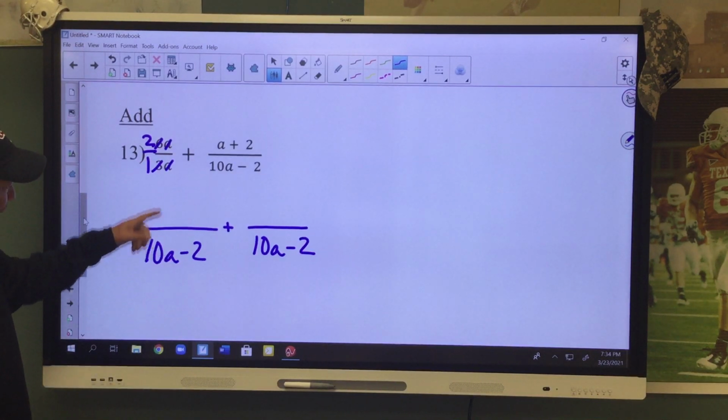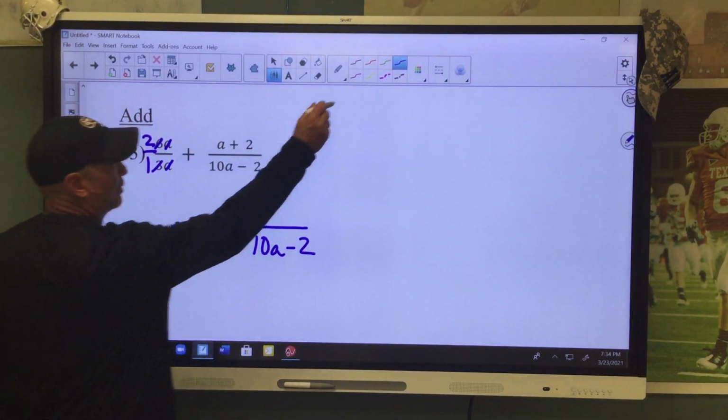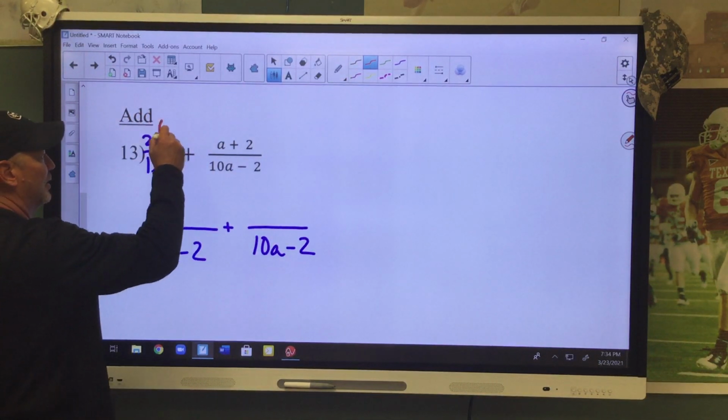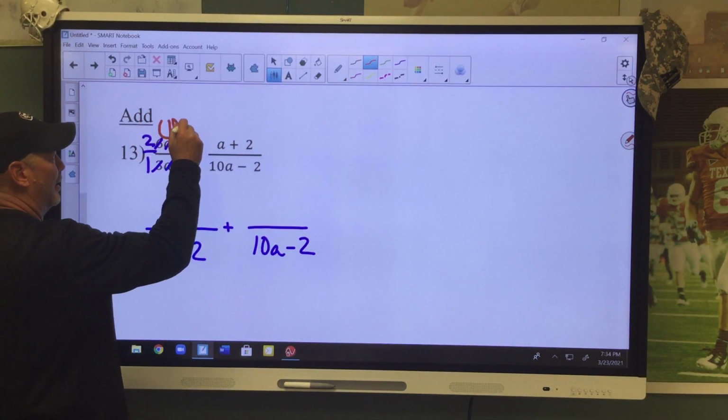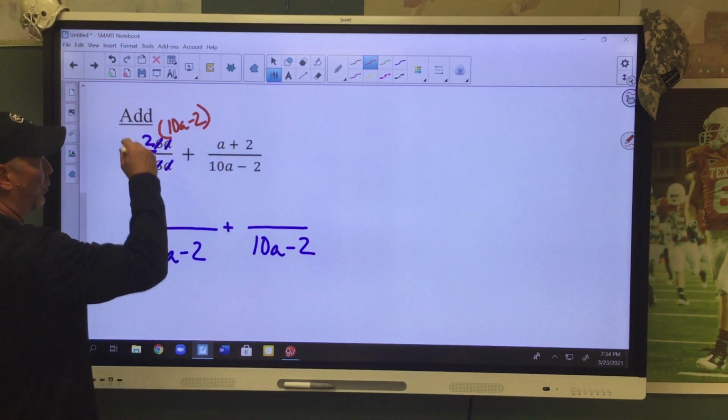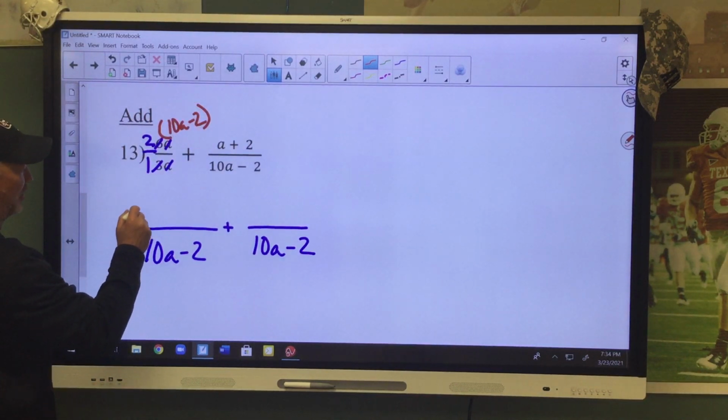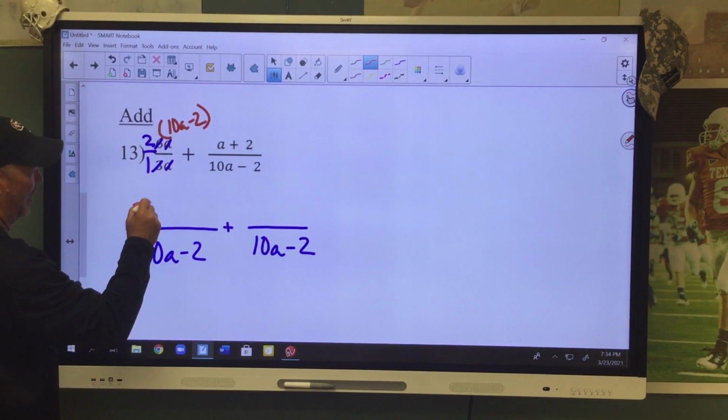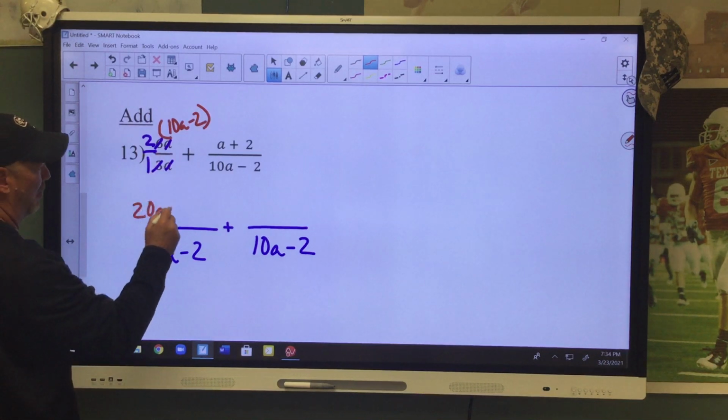To get to 10a minus 2, I'm going to need to multiply times 10a minus 2. And when I distribute, that's going to give me 20a minus 4.